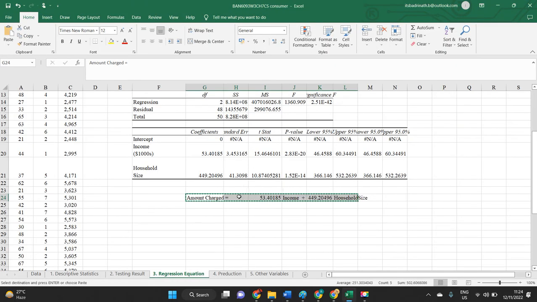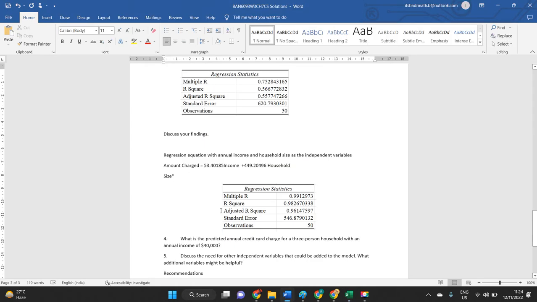And there is one more thing that should be added here. The intercept is 0 here. There is no intercept, that is why I haven't given any intercept over here. So the intercept is 0. This is the equation actually: amount charged is equal to 53 point... Maybe I can remove this 40 and I can remove this 4920. This is the formula.